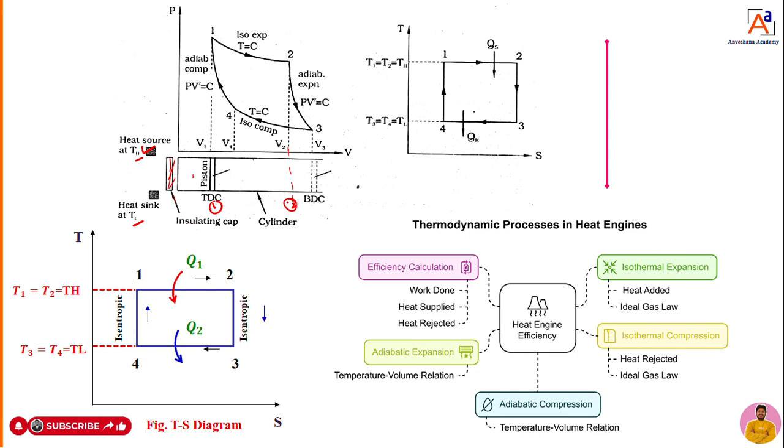You can see here now point 2. When it is moving from point 1 to 2, the heat source is connected with the piston and cylinder arrangement. Hence constant heat is supplied at a constant temperature. That process we can call an isothermal expansion. From point 1 to 2, you supplied heat at a constant temperature, and the piston is expanding, so we call it an isothermal expansion process. Then he will remove this heat source and put an insulating cap.